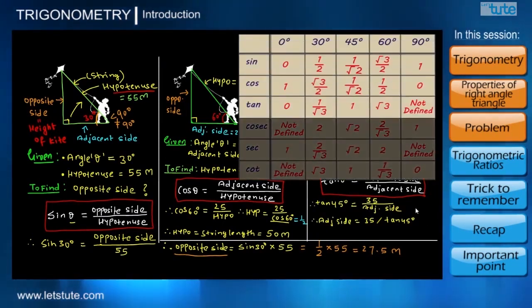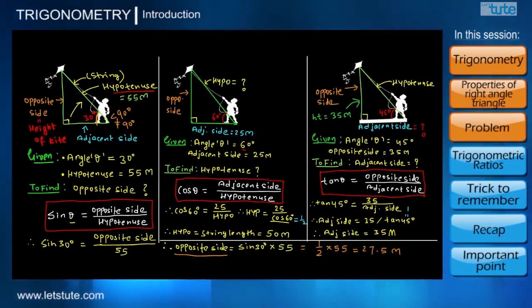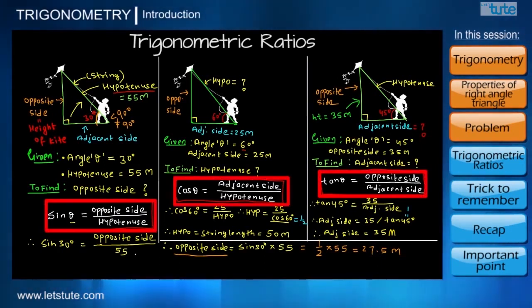So again, to know the value for tan 45, we use the same table and we pick the value for tan 45, that is equal to 1. So the adjacent side will be equal to 35 meters. So this is how we calculate height and distance of any tall or far object by using these three formulae.